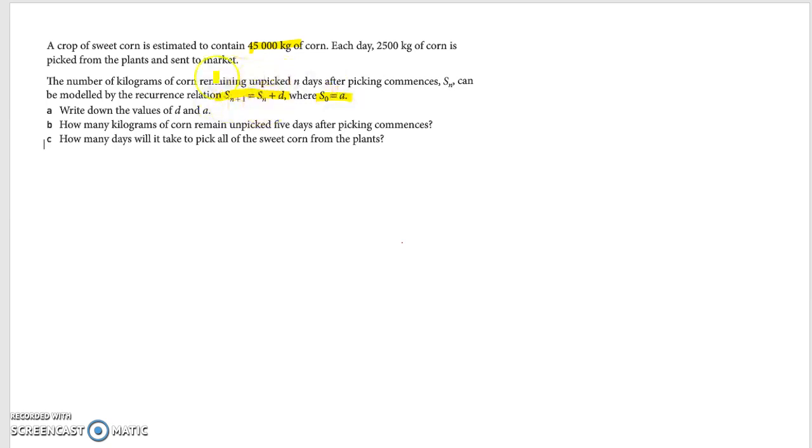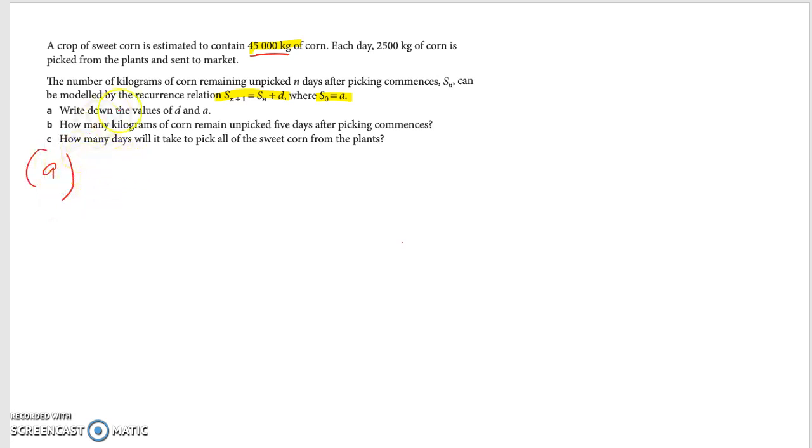But what does this mean? Now, this is very important. We're told that this is the amount of corn unpicked n days after picking. Which basically tells us that S0 here is after 0 days, which tells us that S0 is this 45,000. Okay, very important. S1 would mean 1 day after picking, which would make it 45,000 minus 2,500 after you've picked. Okay, in any case, let's try part A.